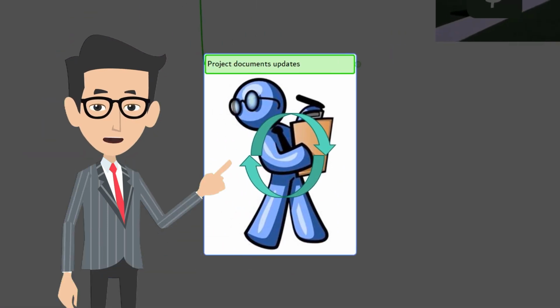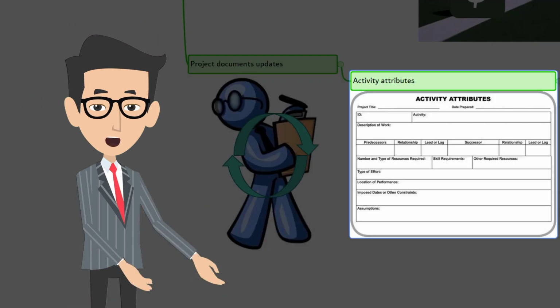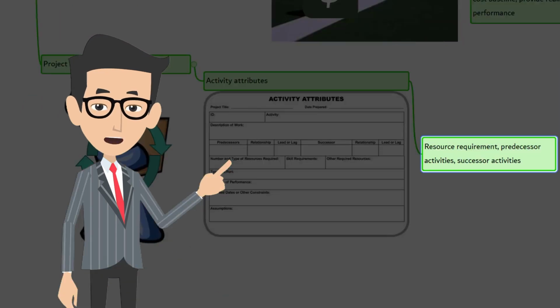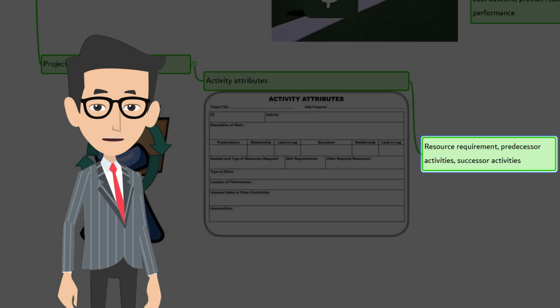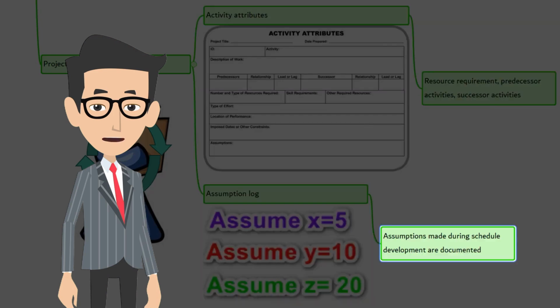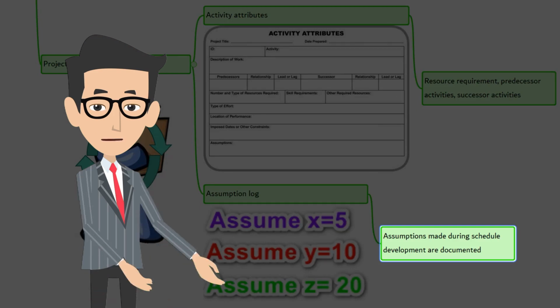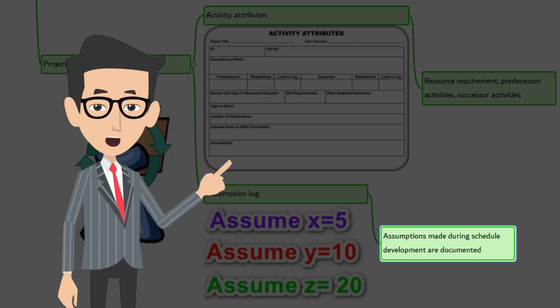The last output is project documents updates. There are 6 in it. Let's look at them. First, activity attributes. Once the schedule is developed, the activity attributes such as revised resource requirements, predecessor activities, successor activities, and other relevant information will be generated or updated. Assumption log. You might have made many assumptions during schedule development. All those should be documented. It includes information related to duration, resources, resource utilization, activity sequencing, and other information related to the schedule model.